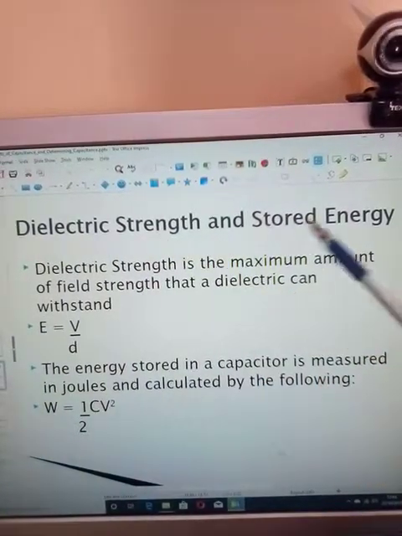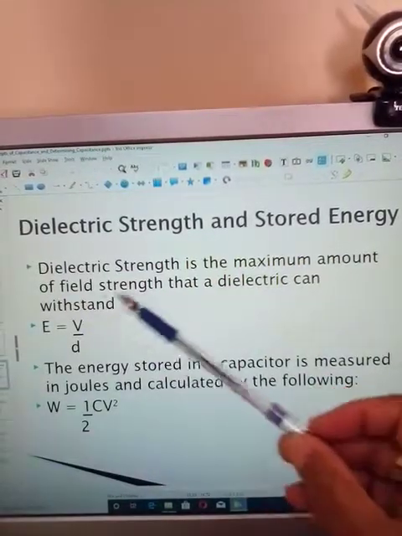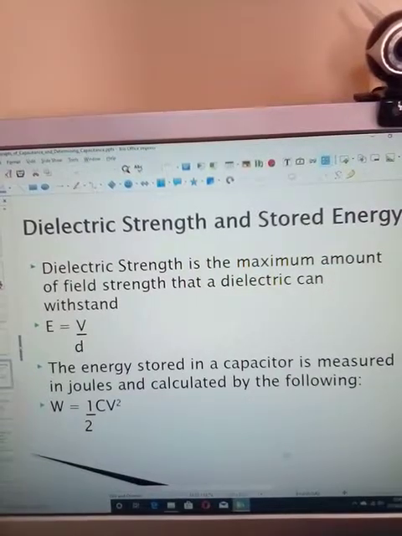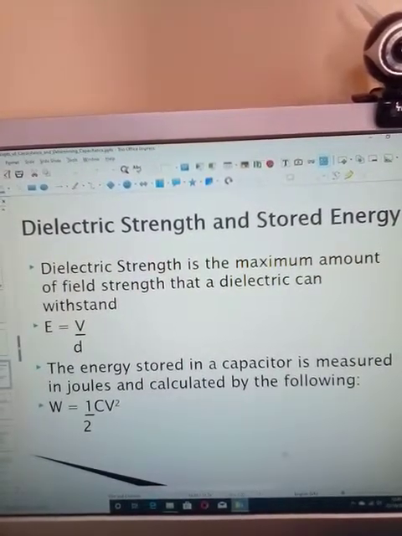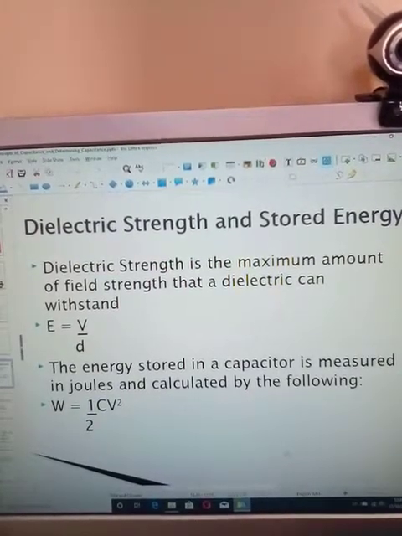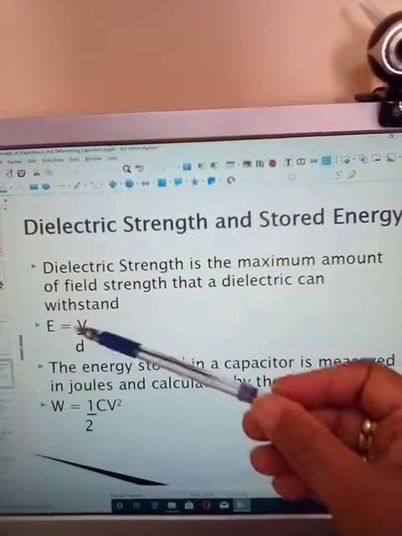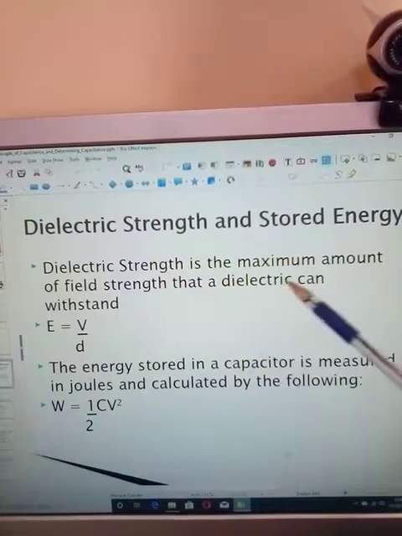Dielectric strength and stored energy. Dielectric strength is the maximum amount of field strength that a dielectric can withstand. That is the voltage charge on the capacitor itself. And that is the charge held by the capacitor in regards to its dielectric. If the charge is too high, then the dielectric would break down. Therefore, the capacitor will then be useless to you. Okay?